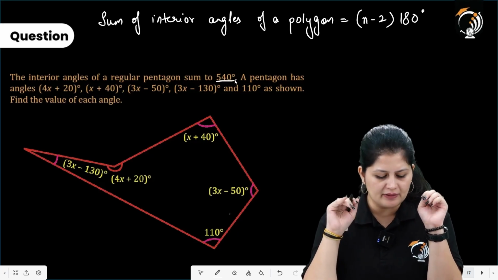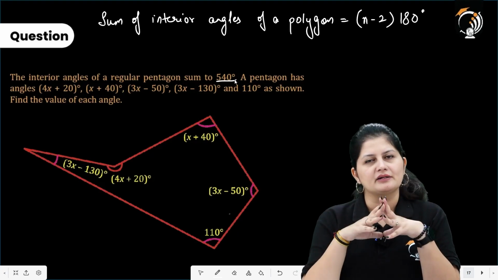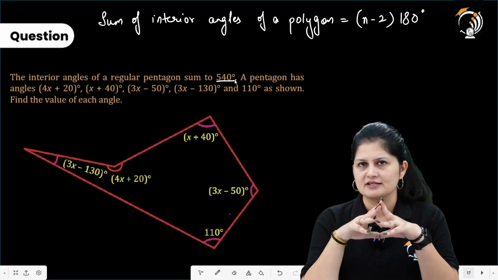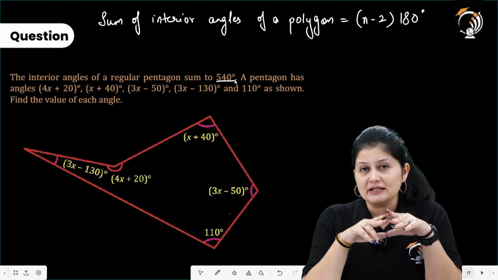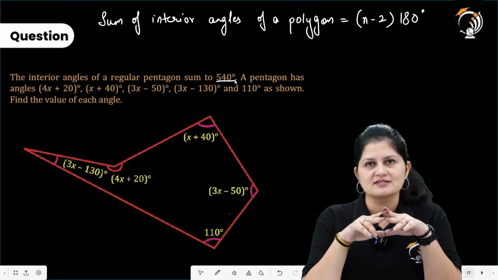So now we are being given the 5 angles of the pentagon and we need to get the value of x here. We know that the sum of all angles of the pentagon, that means the sum of all these 5 angles, is going to be equal to 540, right?